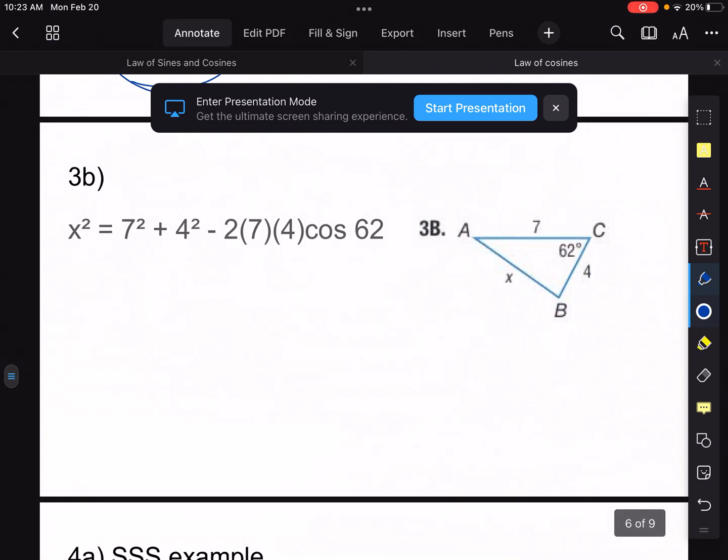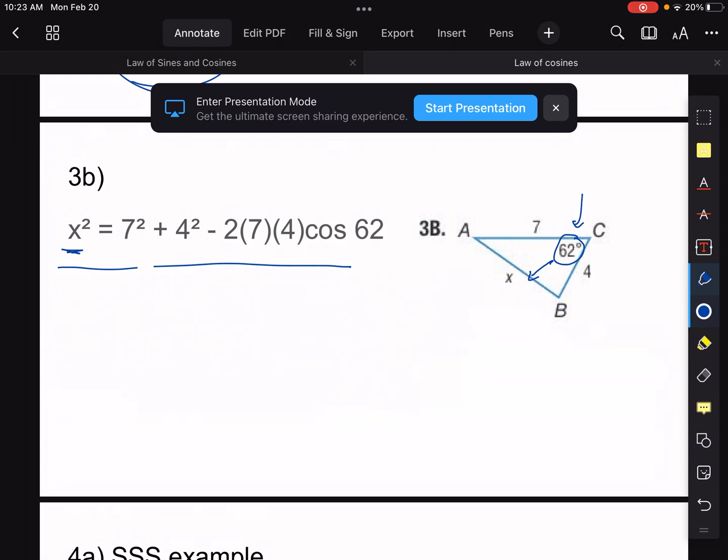Let's look at 3b. It looks like I already gave you the equation here. They drew it out for you. On 3b, notice we have an angle that we know, so we're going to start with the thing opposite of that, which is the x. So we have x squared equals 7 squared plus 4 squared minus 2 times those two things, multiplied by the cosine of the angle that you know. That is the law of cosines.